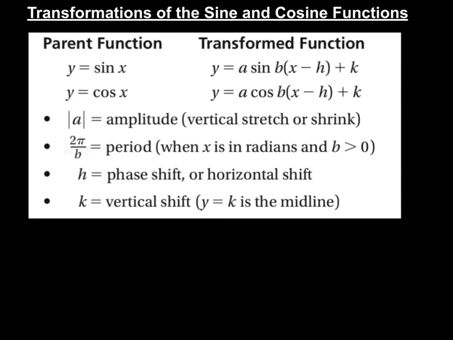Now, when talking about transformations of the sine and cosine functions, we're going to start by looking at the parent functions, where x is representing the angle measure in radians. So the parent function for sine is going to be y equals the sine of x. The a value is the amplitude. It's changing whether or not it's being stretched or shrunk vertically. Now, if it's a negative a value, all that means is that it's a reflection over the x-axis.